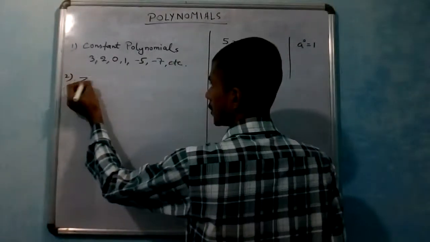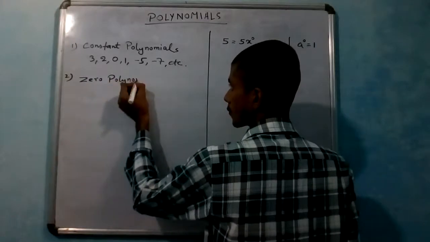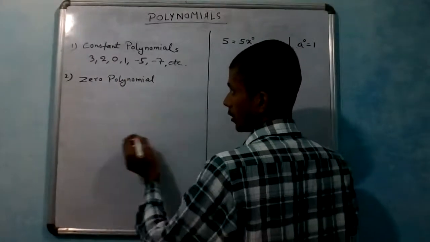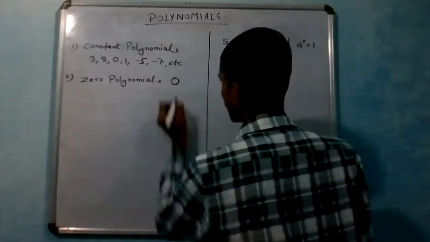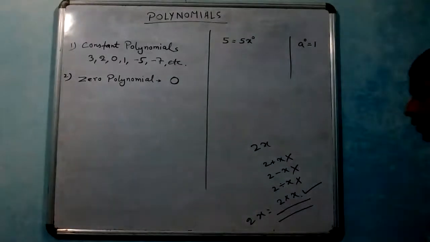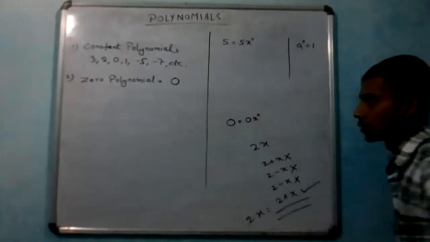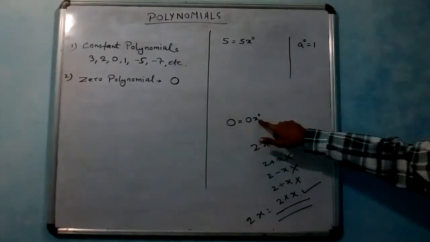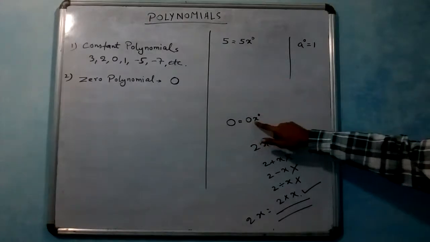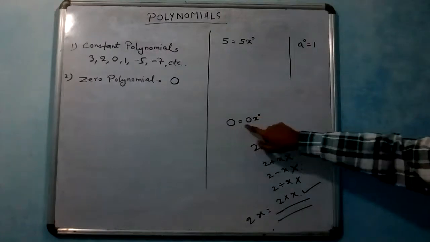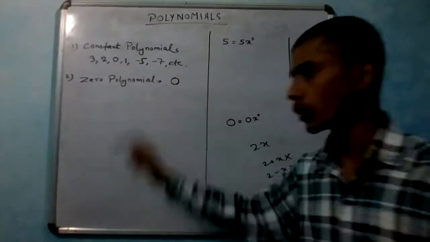Second, the zero polynomial. What is the zero polynomial? The zero polynomial is that constant polynomial which is 0. I can write 0 as 0 times x raised to the power 0. x raised to the power 0 is 1, so 0 into 1 is 0 only. So 0 means this. That is the explanation of why this is called a polynomial. So 0 alone is called the zero polynomial.